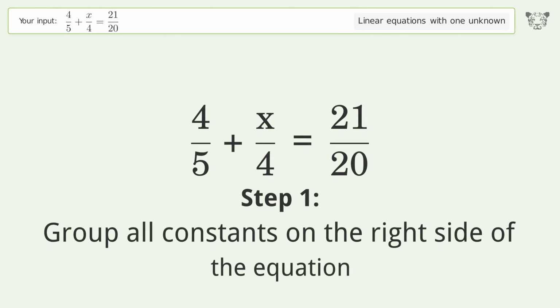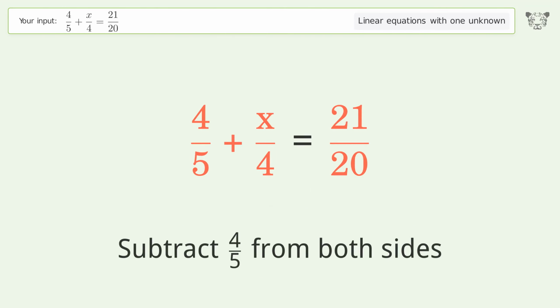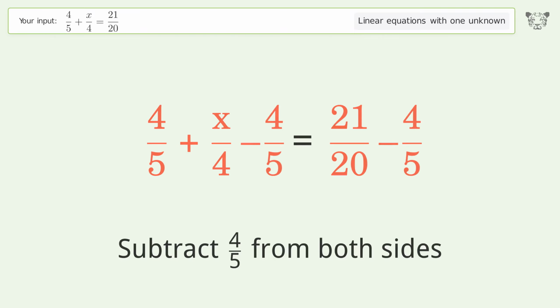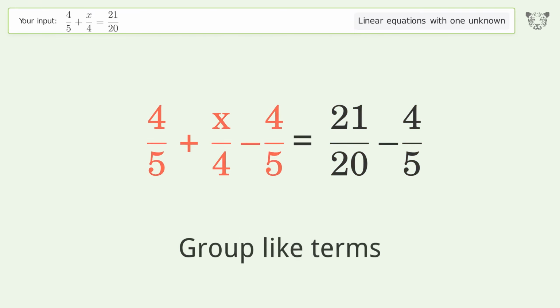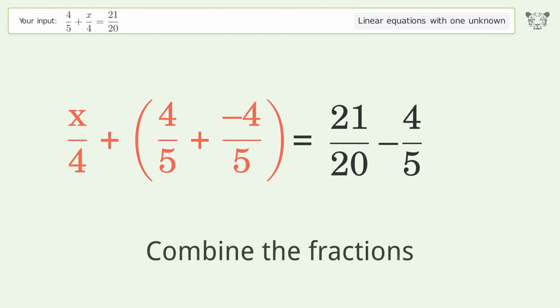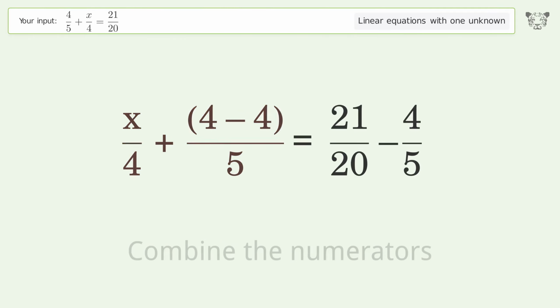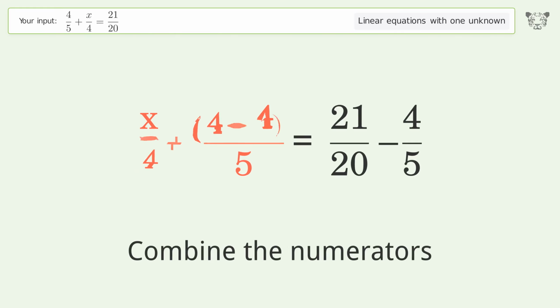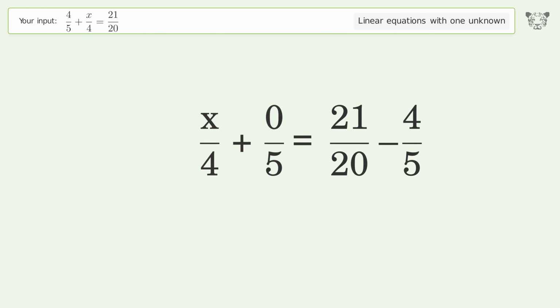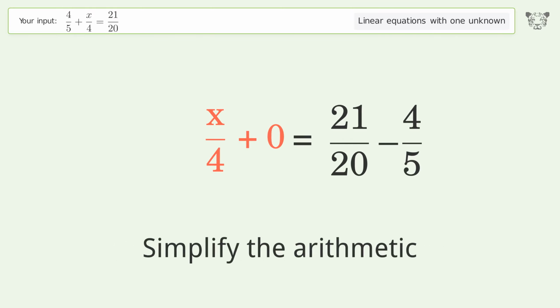Group all constants on the right side of the equation. Subtract 4/5 from both sides. Group like terms. Combine the fractions. Combine the numerators. Reduce the zero numerator. Simplify the arithmetic.